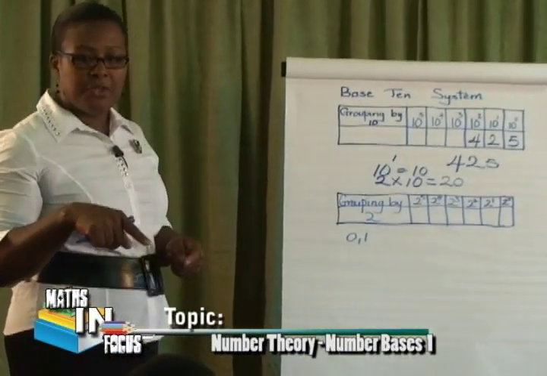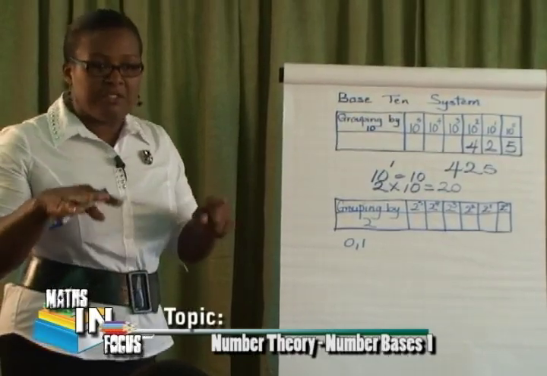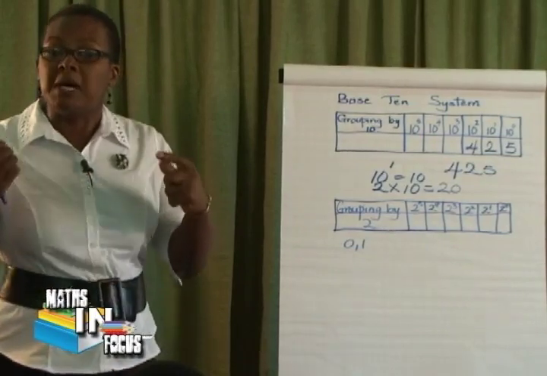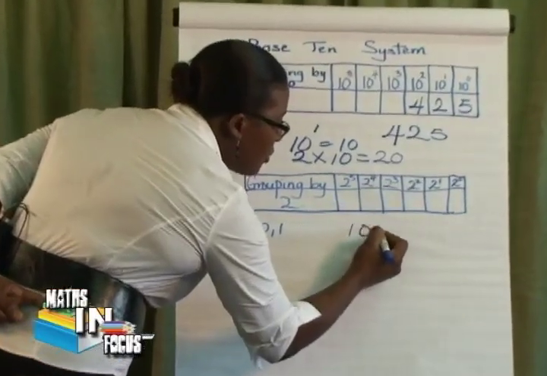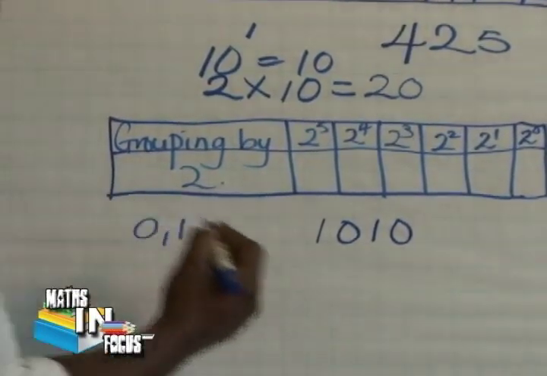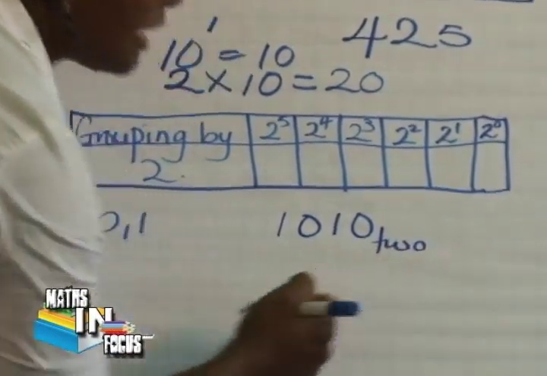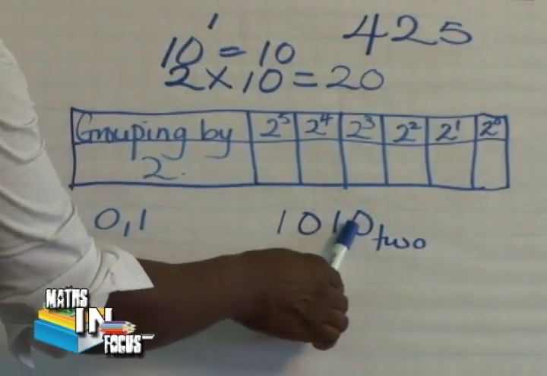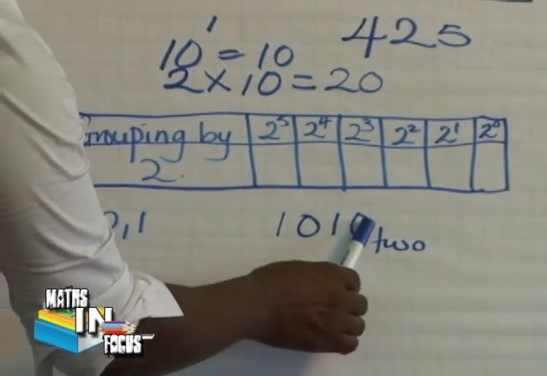Now today, we want to find the place value of numbers using the base 2 system, and we want to multiply also using the base 2 system. So let us go on our journey. Now let us say I have a number 1010, and it's written to the base 2. And I think you should observe how I called it. I didn't say 1010. I said 1010 to the base 2.